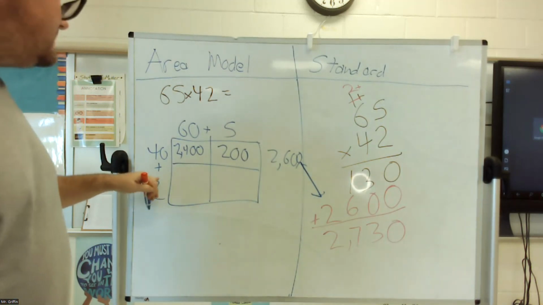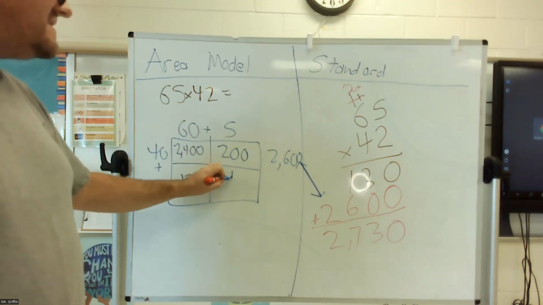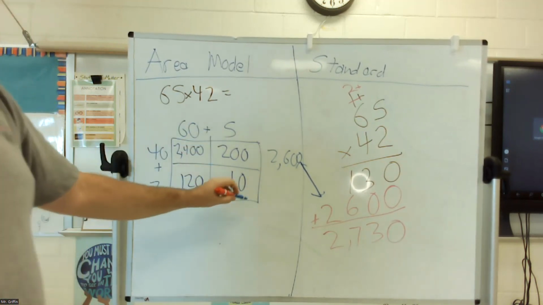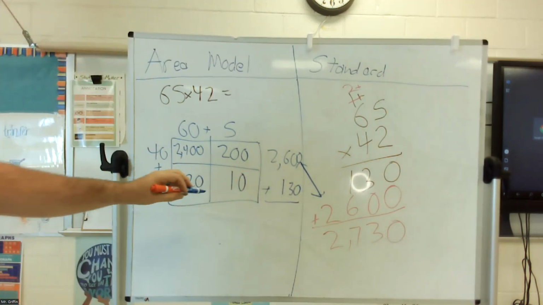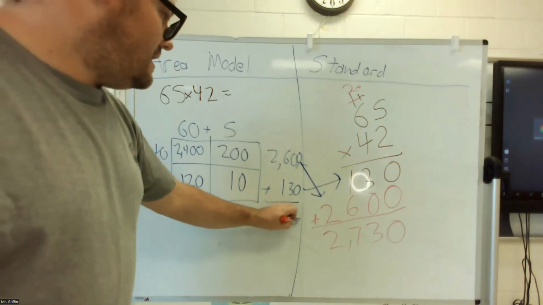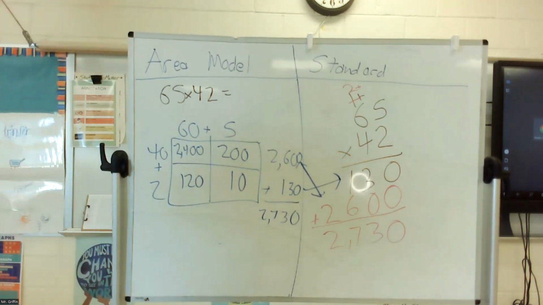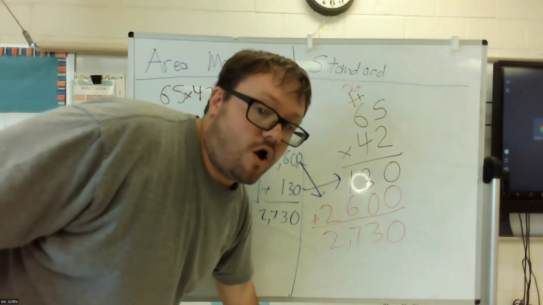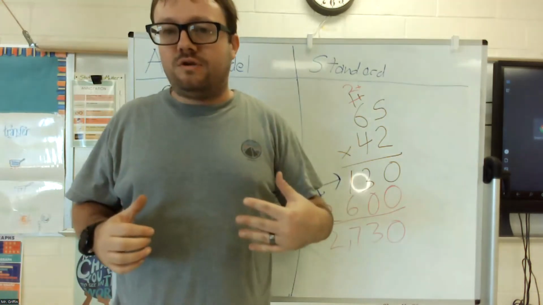Now, next one, 2 times 60 is 120. 2 times 5 is 10. Add those together, I get 130. Same thing as over here. So then I add it up, 3, 7. Oh, look, 2,730. All right. So that is all of the problems we're going to do together today.